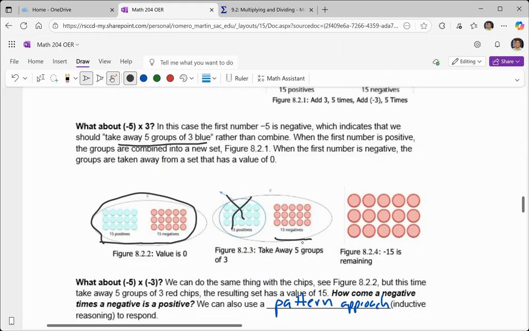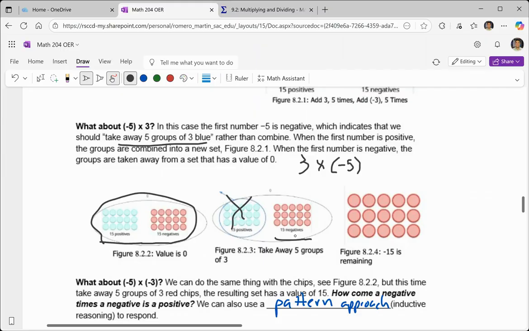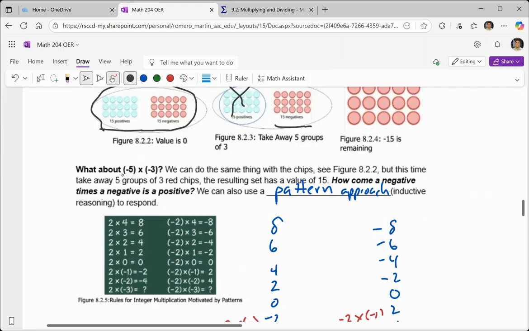So that's a way to think about it. This value is 0. Then when you take away those 15 positive, those 5 groups of 3, you're left with negative 15. So that's another way to think about it. Another way is to conceptually think about 3 times negative 5, because of the associative property, which we learn holds for integers too. Another way to think about it is through patterns.